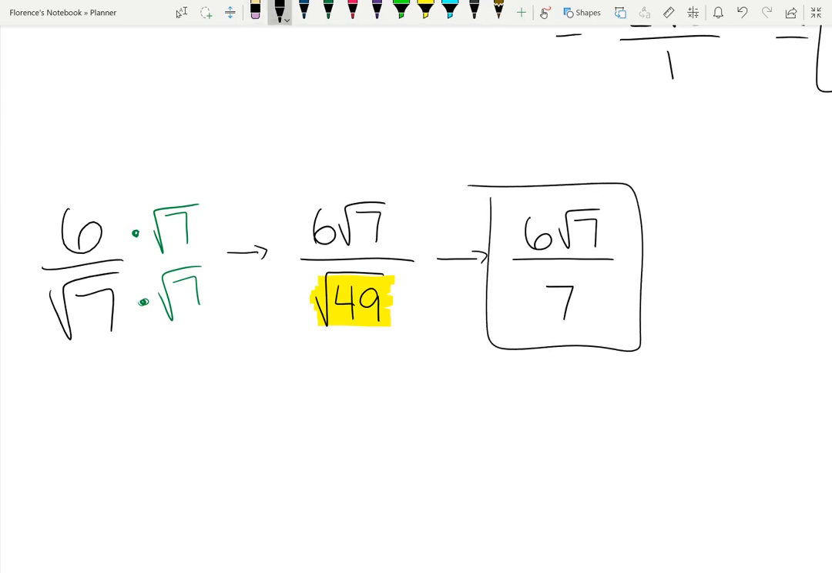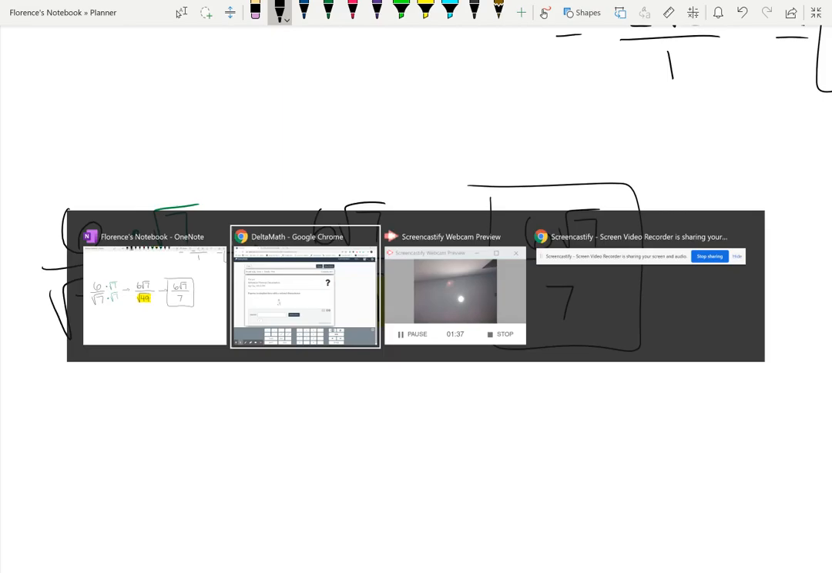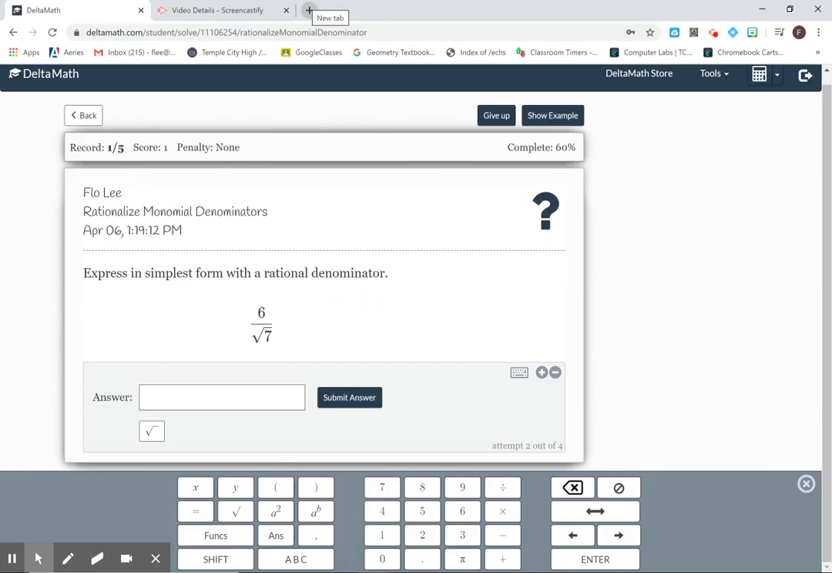So that's it. This is my answer. So I got to type this into DeltaMath. All right, so 6 square root of 7 over 7. Now, how in the world am I going to get a fraction out of DeltaMath? Okay, so there's a couple things you can do. I'm going to see if I can kind of go through some different things.